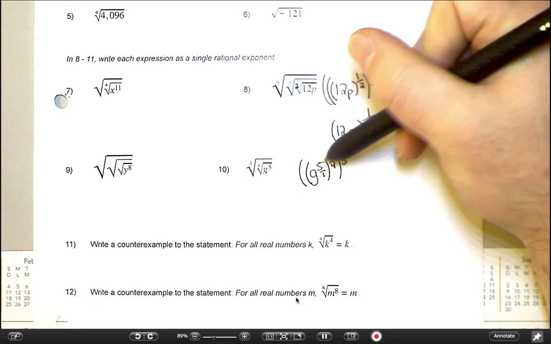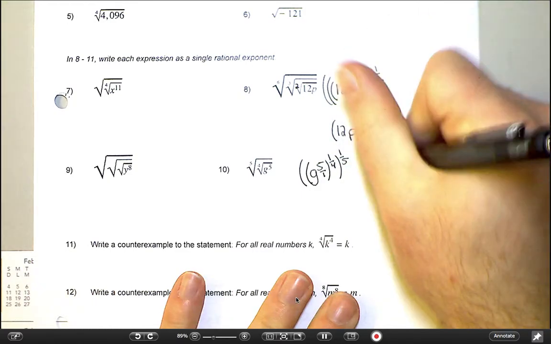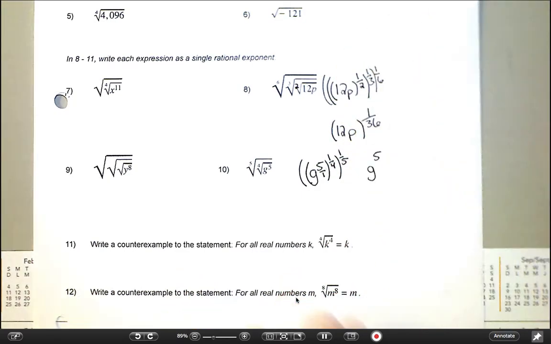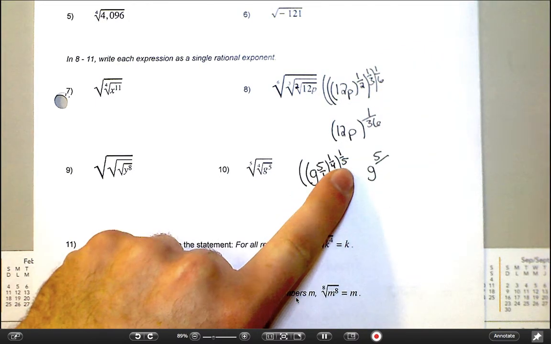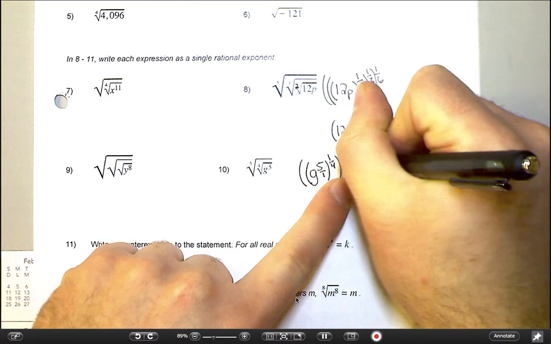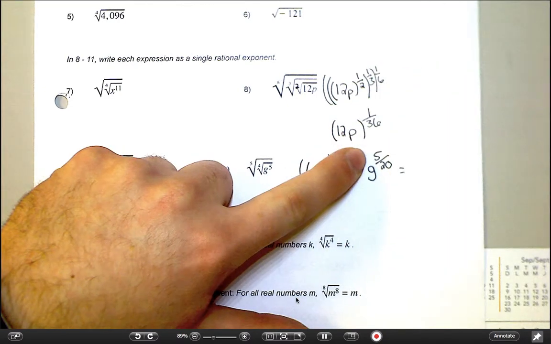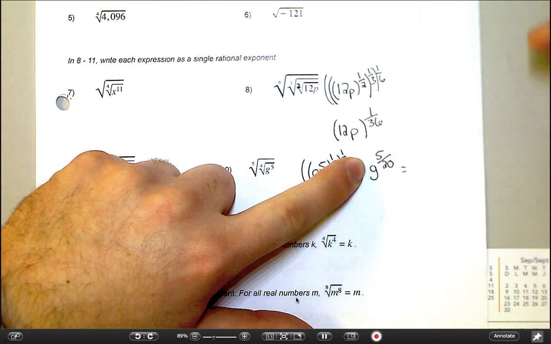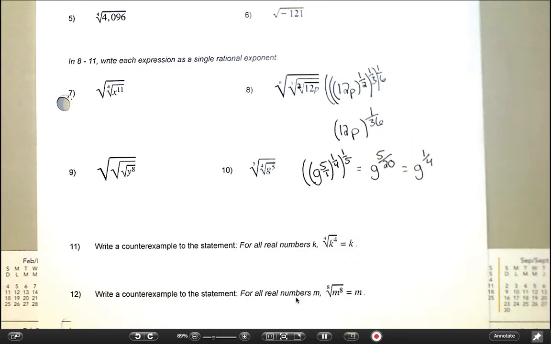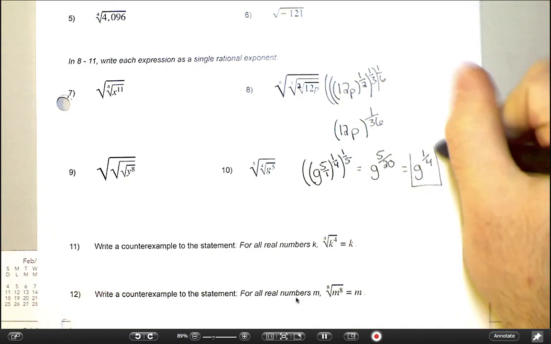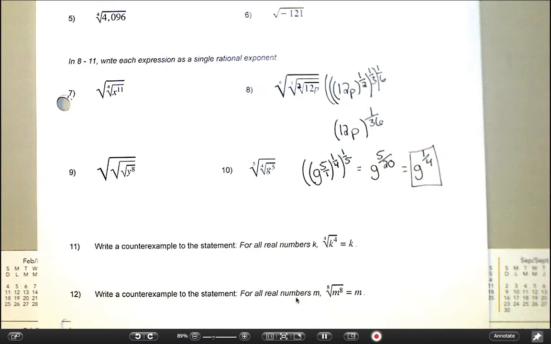So on top of these fractions, I have 5 times 1 times 1, which is 5. So I'll get 5 over, on the bottom I have 1 times 4 is still 4, times 5 is 20. Now this one we have to go one more step here because 5/20 can be reduced. 5/20 is the same thing as 1/4 if I pull that 5 out of both the top and the bottom. So your answer here to 10 is going to be 1/4.